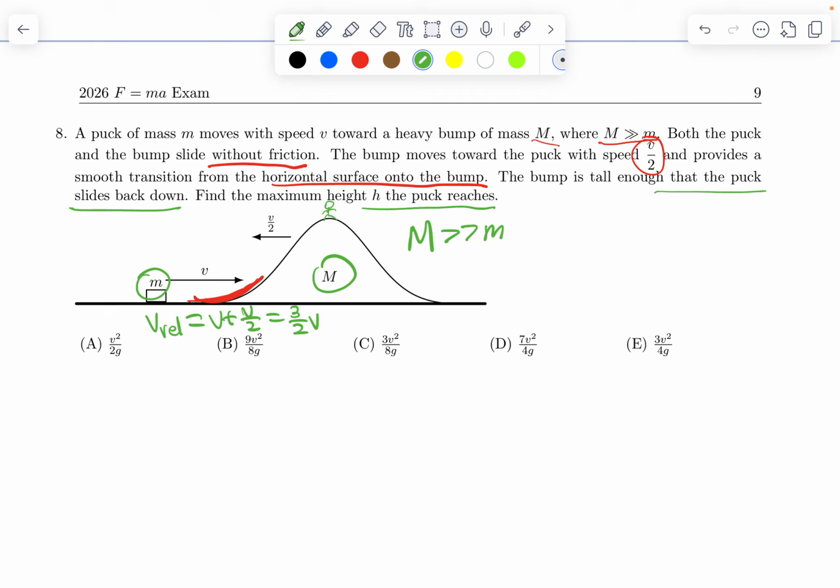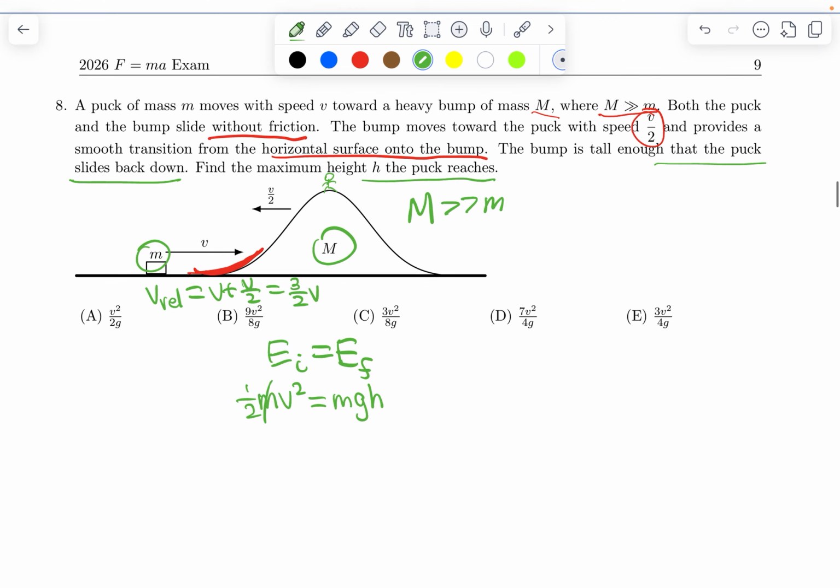And so now we can use conservation of energy, right? This is pretty simple. So conservation of energy, E initial equals E final. E initial is the kinetic energy of 1/2 m v squared. And E final is going to be m g h. Because there are no extra forces, no extra energy dissipated because there's no friction and there's a smooth transition. And we notice that m cancels out.